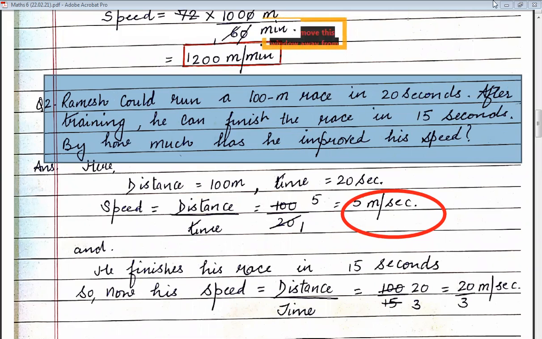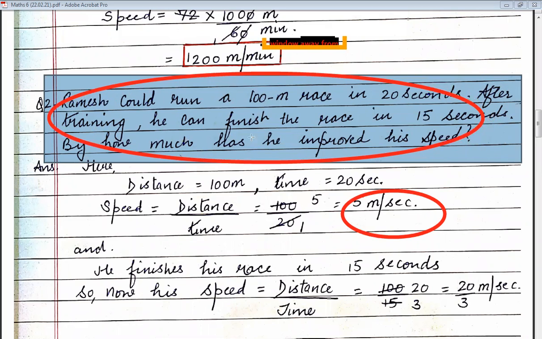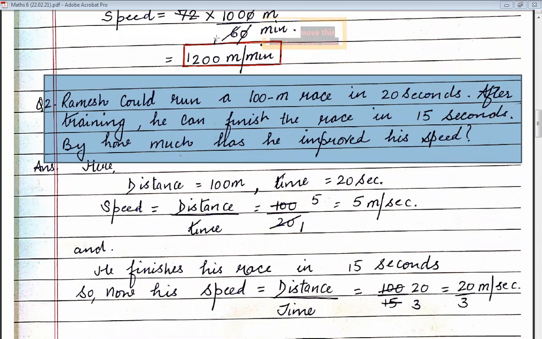Now let's read another statement. The statement says, after training, he can finish the race in 15 seconds. By how much has he improved his speed? So now children, again you are given the time. So what is your time here? 15 seconds, and the distance is going to be the same because he is running the same distance, that is 100 meter.